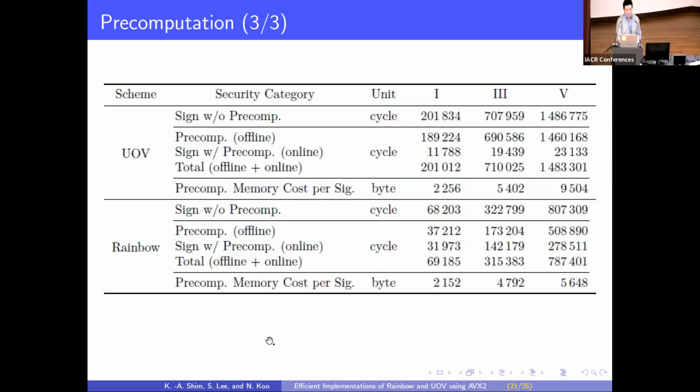The following table describes our implementation results using pre-computation. This row describes signing without pre-computation, and this row describes signing with pre-computation. You can see that there is a significant improvement.